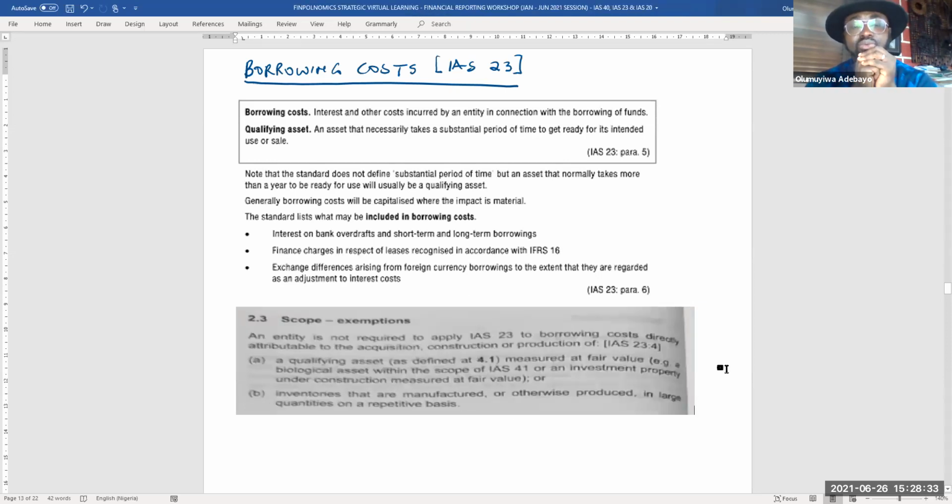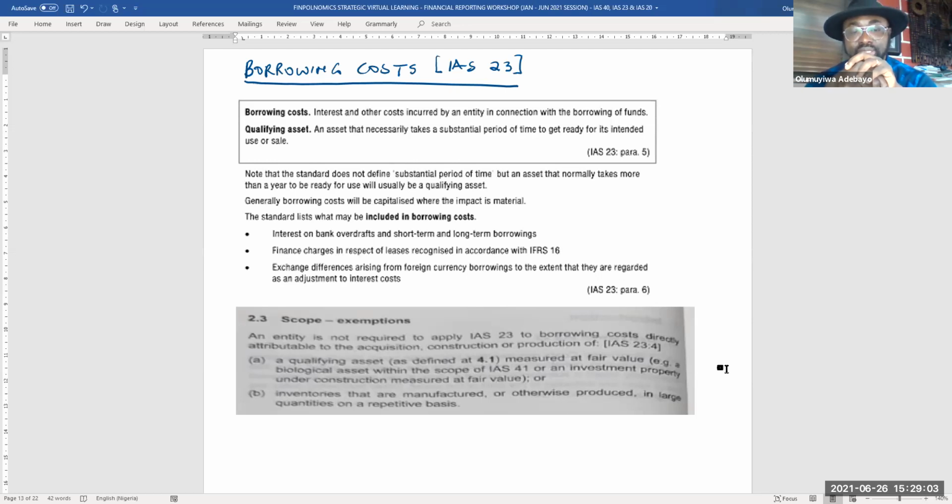Now, IAS 23 requires that an entity more or less recognize borrowing costs and will capitalize such on the premise that it relates to an asset that is acquired, self-constructed, or produced that takes a substantial period of time. But there are exceptions to that rule.